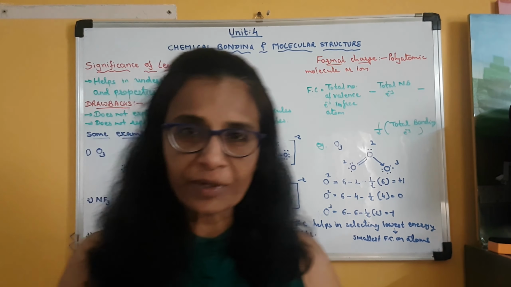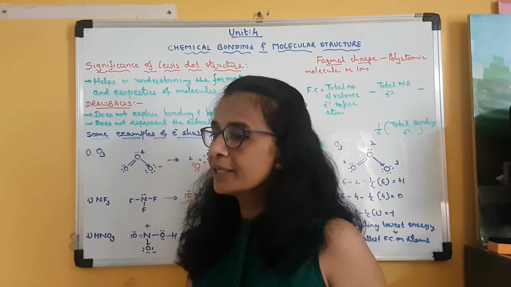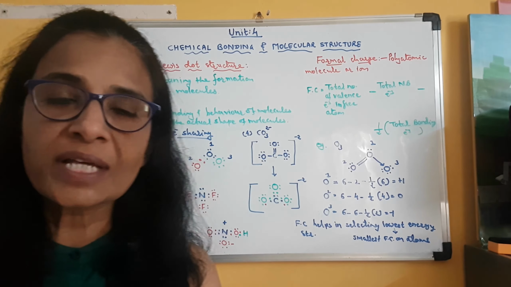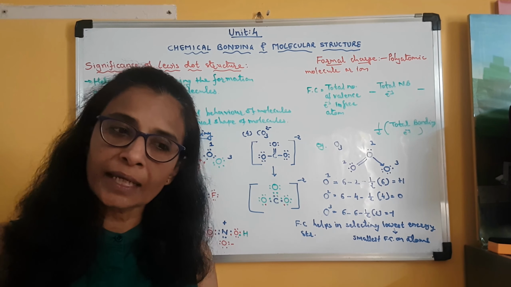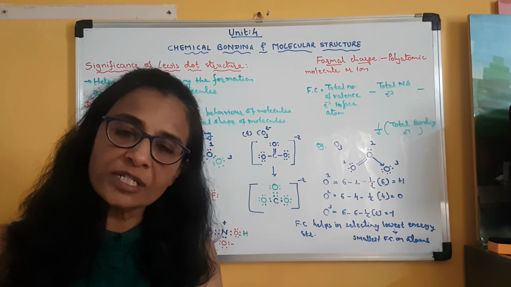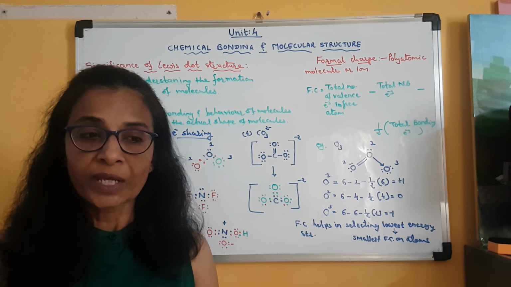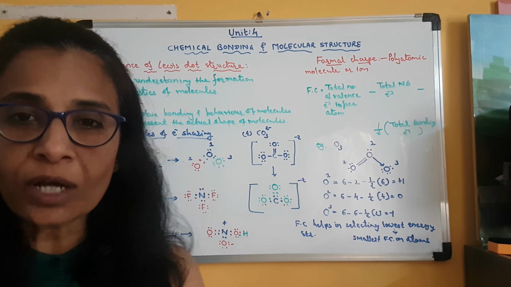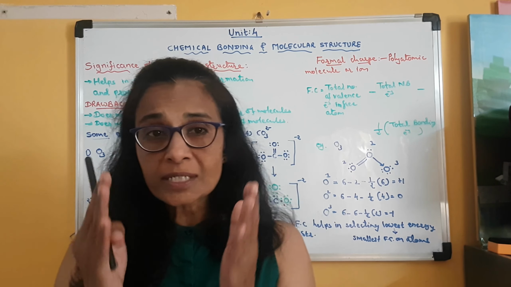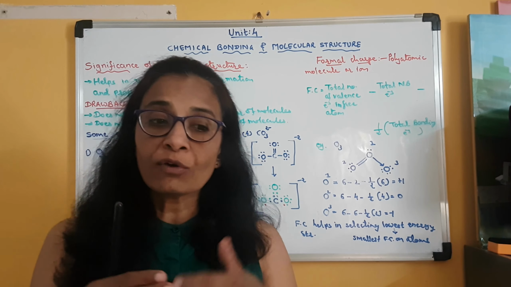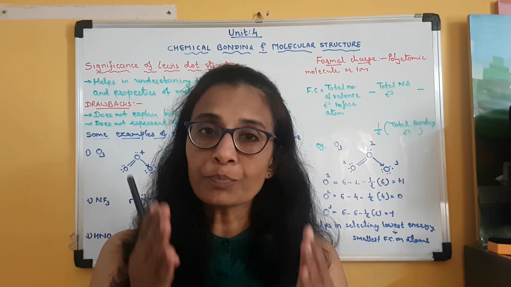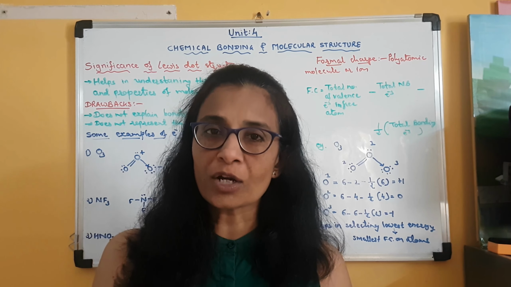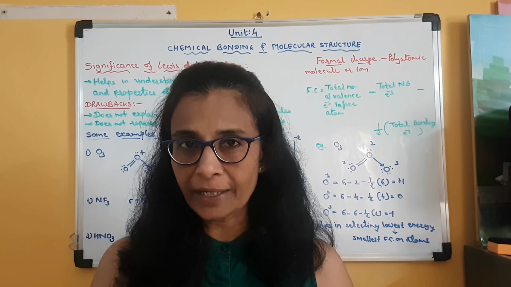As in our previous lecture, we talked about Lewis and Kossel's approach to chemical bonding. In that, we studied Lewis dot structures. We know that a Lewis dot structure is the representation of the valence electrons of an atom by putting a number of dots around the symbol of that atom.